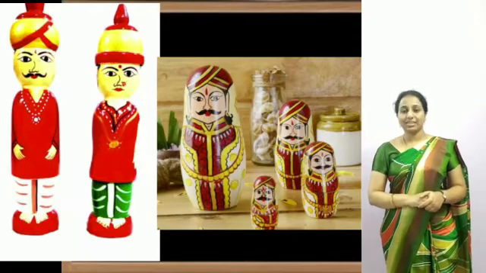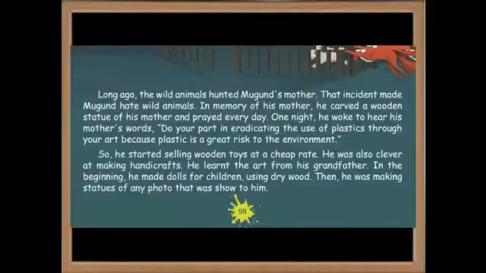Okay students, come, let's read the next paragraph now. Long ago, the wild animals hunted Mugund's mother. That incident made Mugund hate wild animals. In memory of his mother, he carved a wooden statue of his mother and prayed every day. One night, he woke to hear his mother's words, "Do your part in eradicating the use of plastics through your art, because plastic is a great risk to the environment."